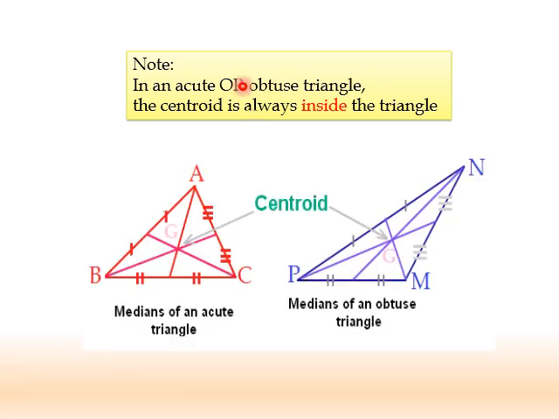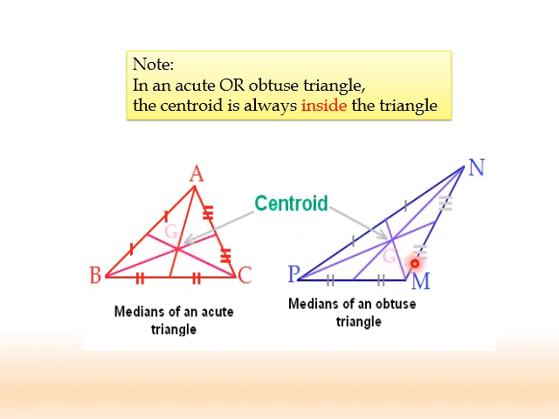You have to note that in an acute or obtuse triangle, the centroid is always inside the triangle. Okay, you have to notice as well. Here, for example, angle A is acute, ABC is acute, and ACB is acute. So I can clearly say that ABC is an acute triangle. So here, the intersection of the medians, or the centroid, is always inside the triangle.